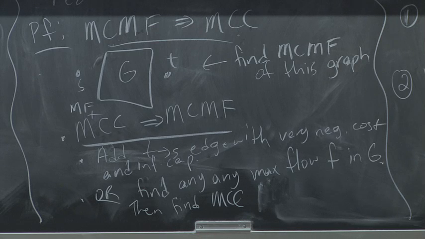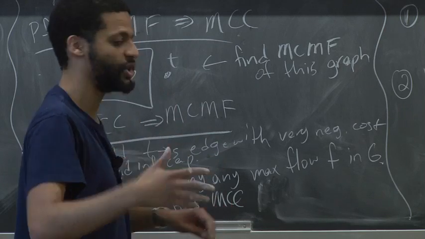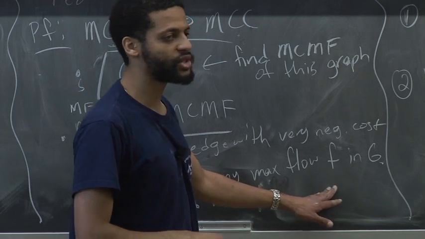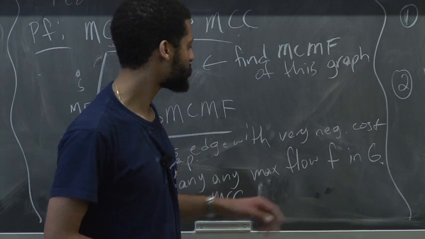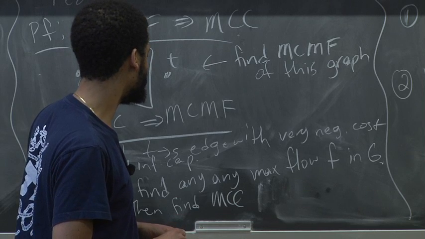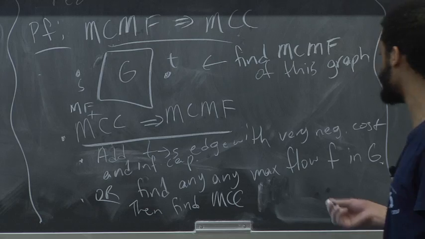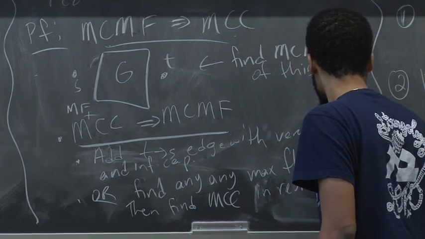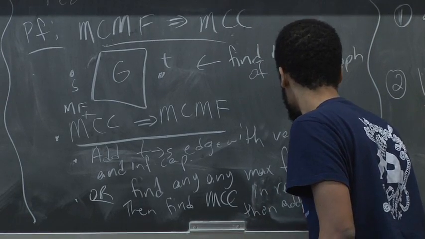So that means if there's some other flow F star, which is the actual min cost max flow, then F star minus F will be a valid circulation in the residual graph. And then you can find it and add it back to the F. So find MCC in the residual graph, then add it to F.